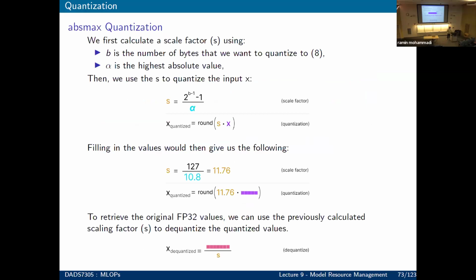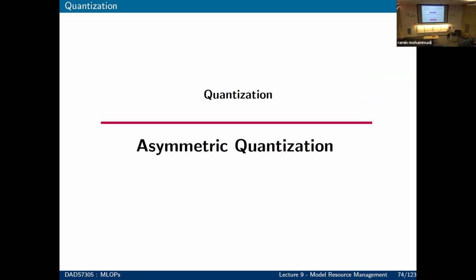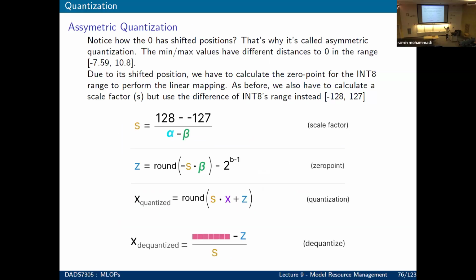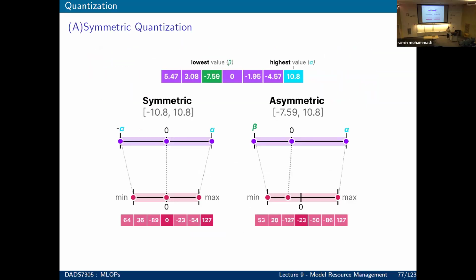What was alpha? 10.8. What was beta? Minus 7.59. So you do that, you find the range. And then you multiply the scaling factor times beta and negate it, that becomes Z, you're finding the 0 point. You use the S and the 0 point and the original data to find the quantized version. So symmetric quantization is more straightforward, versus asymmetric quantization, which is a technique that you use when needed.